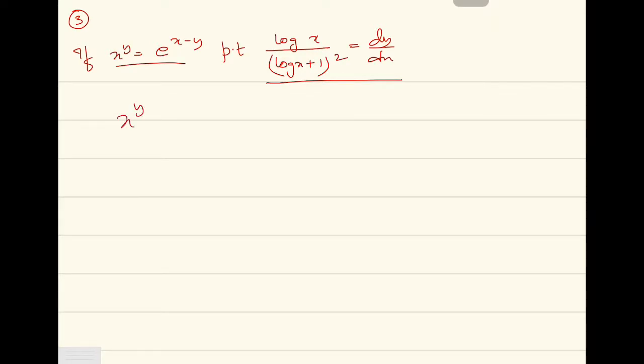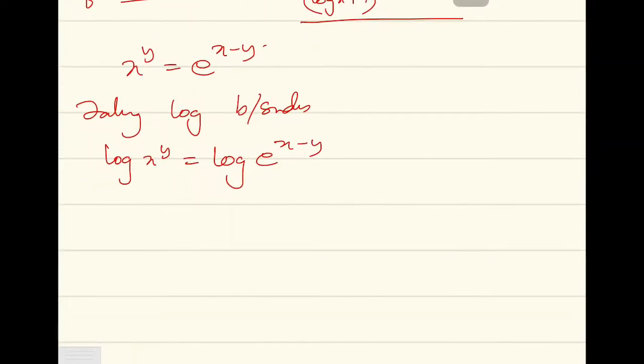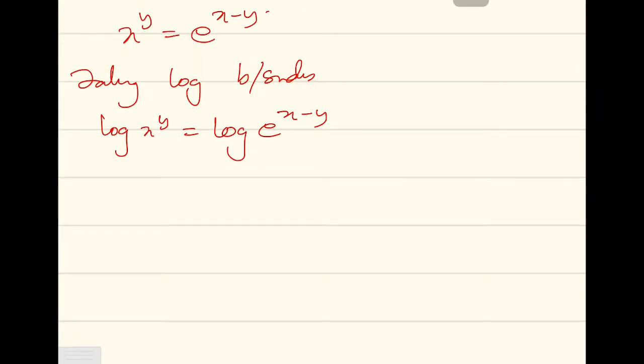Since there are variables in the power as well, I can use logs, taking logarithms on both sides. So what do I get? Log of x to the power y equals log of e to the power x minus y. You could have directly used the formula as well, d/dx of x to the power y. So y comes out, log x, and here x minus y, and log e.